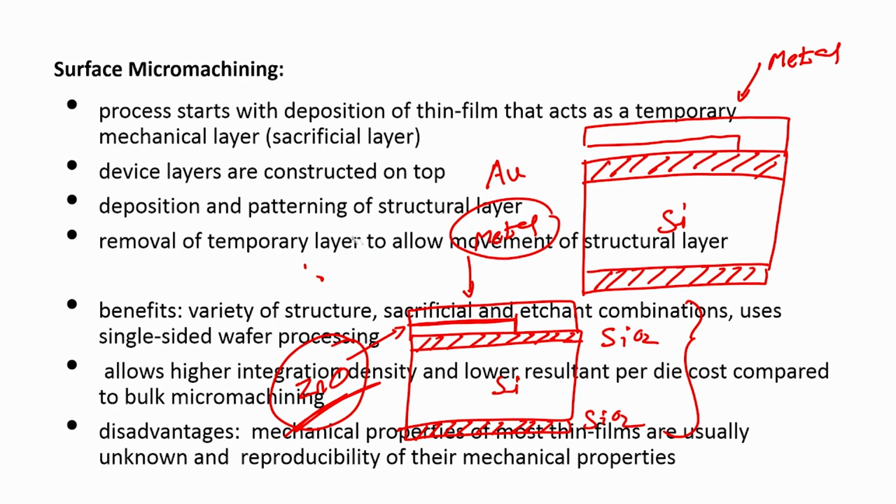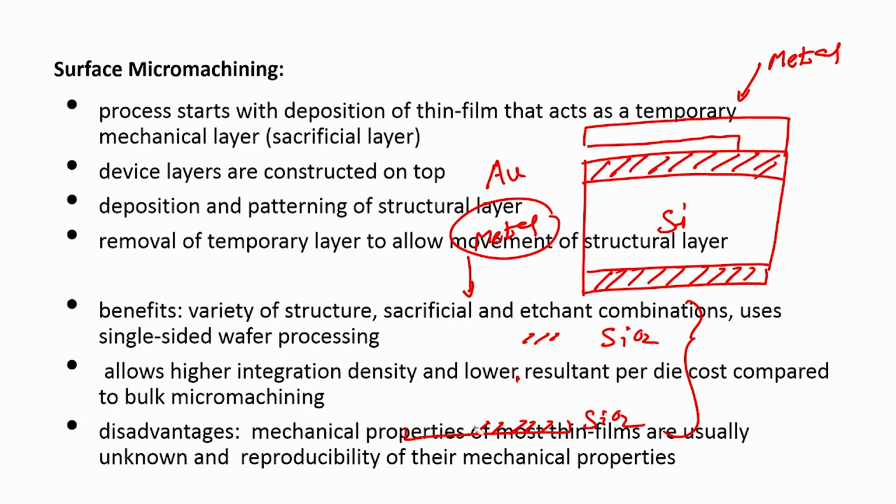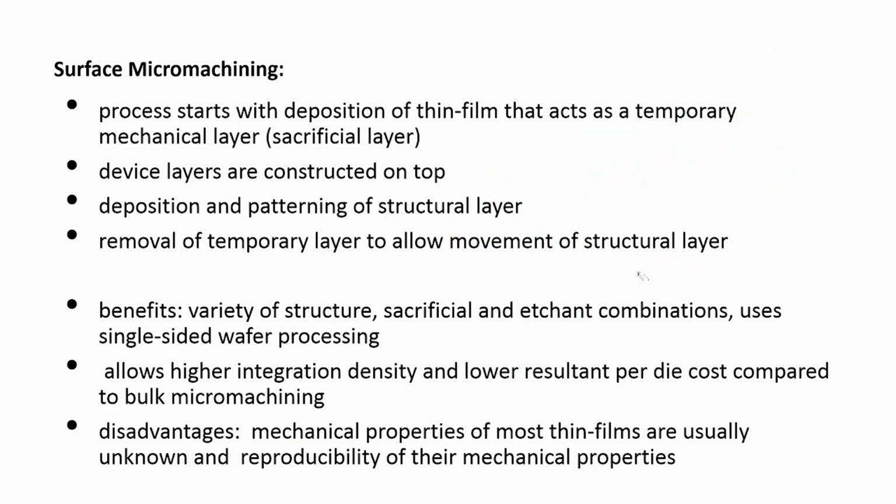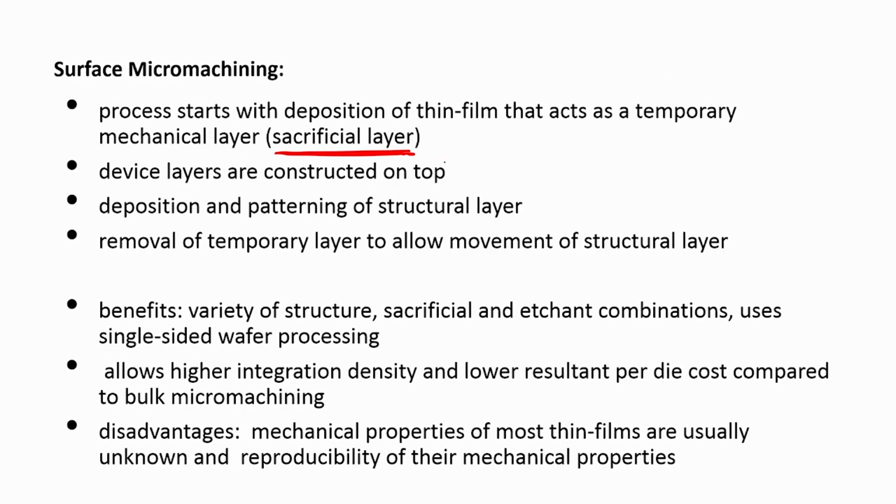This is an example of surface micromachining, alright. So, what we are looking at here is that the process starts with a deposition of a thin film that acts as a temporary mechanical layer, called the sacrificial layer, right. Then the next step is the device layer is constructed on the top. For example, in our case it was metal, depositing and patterning of the structural layer, and removal of the temporary layer to allow movement of the structural layer. We create a cantilever, it can vibrate. Then what are the benefits?